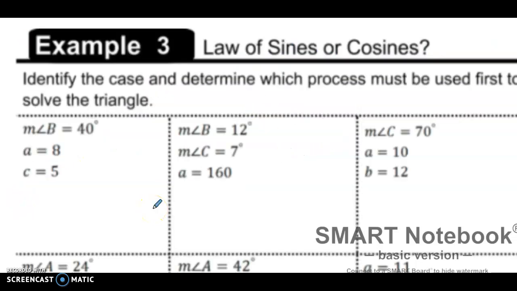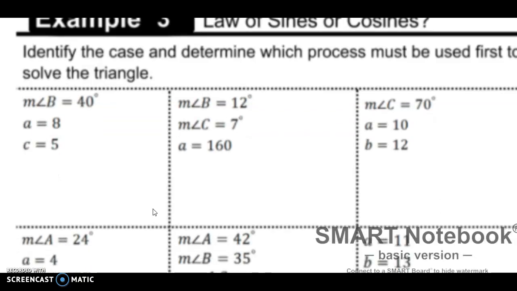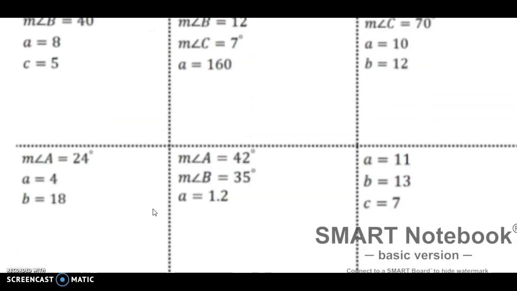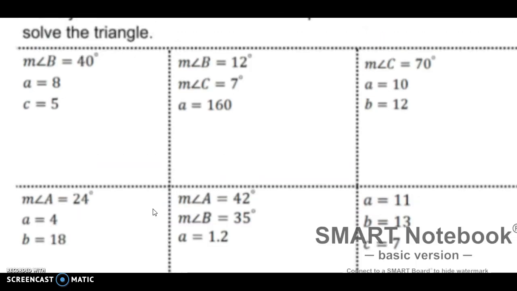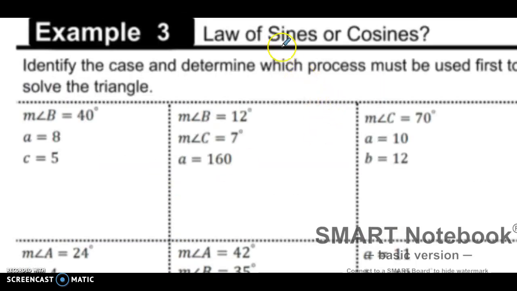Now in your notes you have a table where you're supposed to identify the case and determine which process must be used first to solve the triangle. I would like you to turn off the video for a second and look at these and try to figure them out. Now a big hint is if you're stumped and you don't know which one to use, you're going to use either law of sines or law of cosines to get started, then draw a picture. That's what I do. Okay, turn it off.